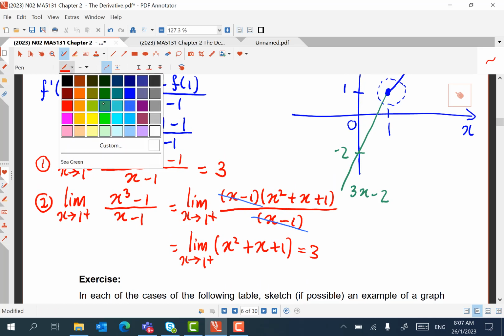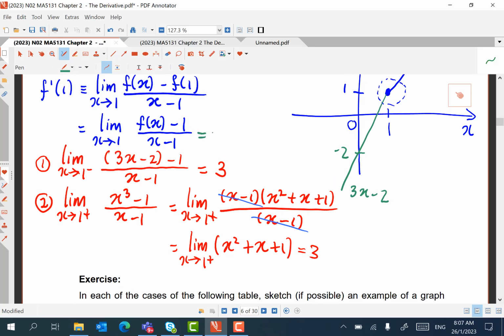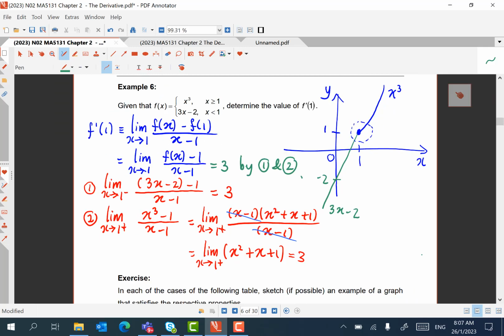Because of 1 and 2, I therefore declare that this is 3. So in this question, the limit on the left and right are the same, and therefore f prime of 1 is equal to 3. So now we have to polish up the graph a little bit.